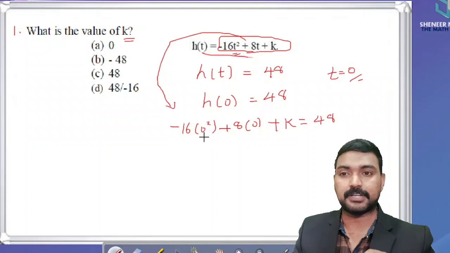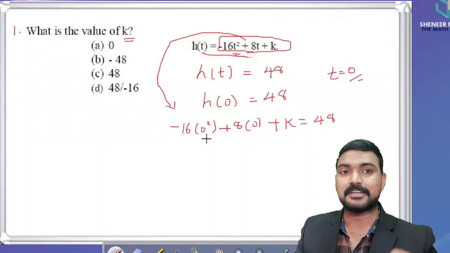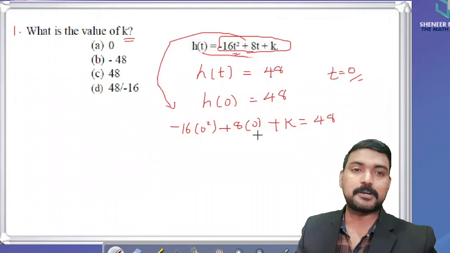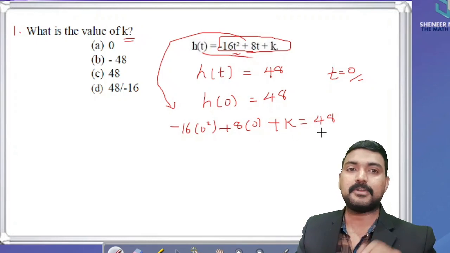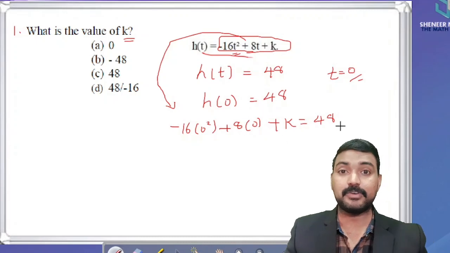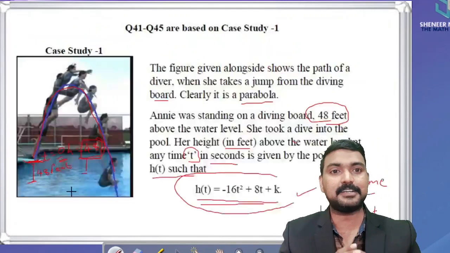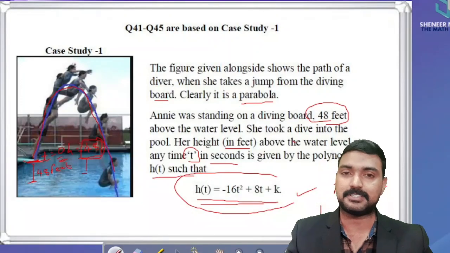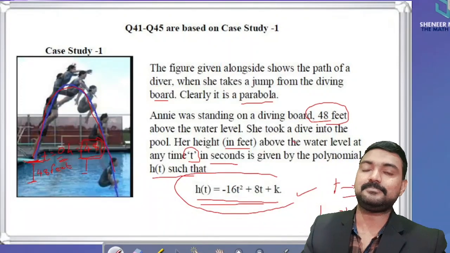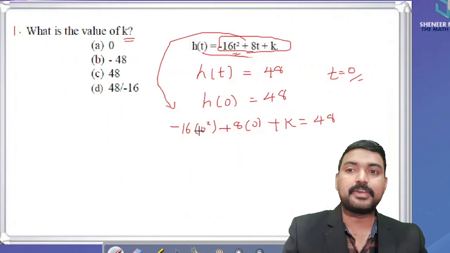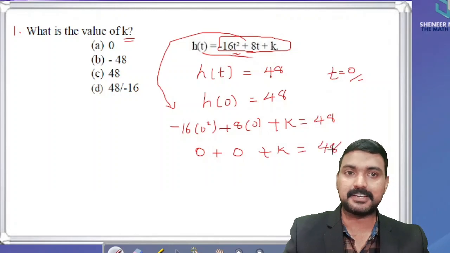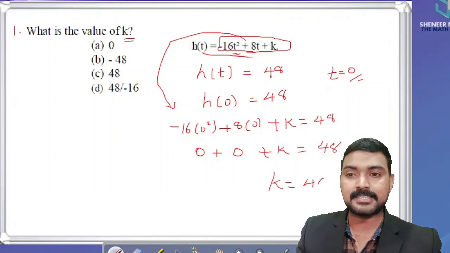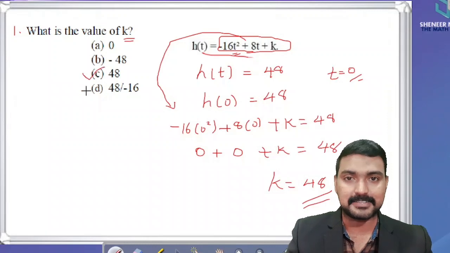So, we can write this equation minus 16 into t square. Instead of t square, t is 0, time is 0. So, 0 square. So, that term will become 0. Plus 8 into t, t is 0. So, 8 into 0 plus k is equal to 48 feet. Why are we writing equal to 48? Because at the starting time she is at the height of 48 feet above the water level. So, my dear students, now we get 16 into 0, 0, 8 into 0, 0. Now k alone is there, k is equal to 48. So k is equal to 48 feet is the right answer.